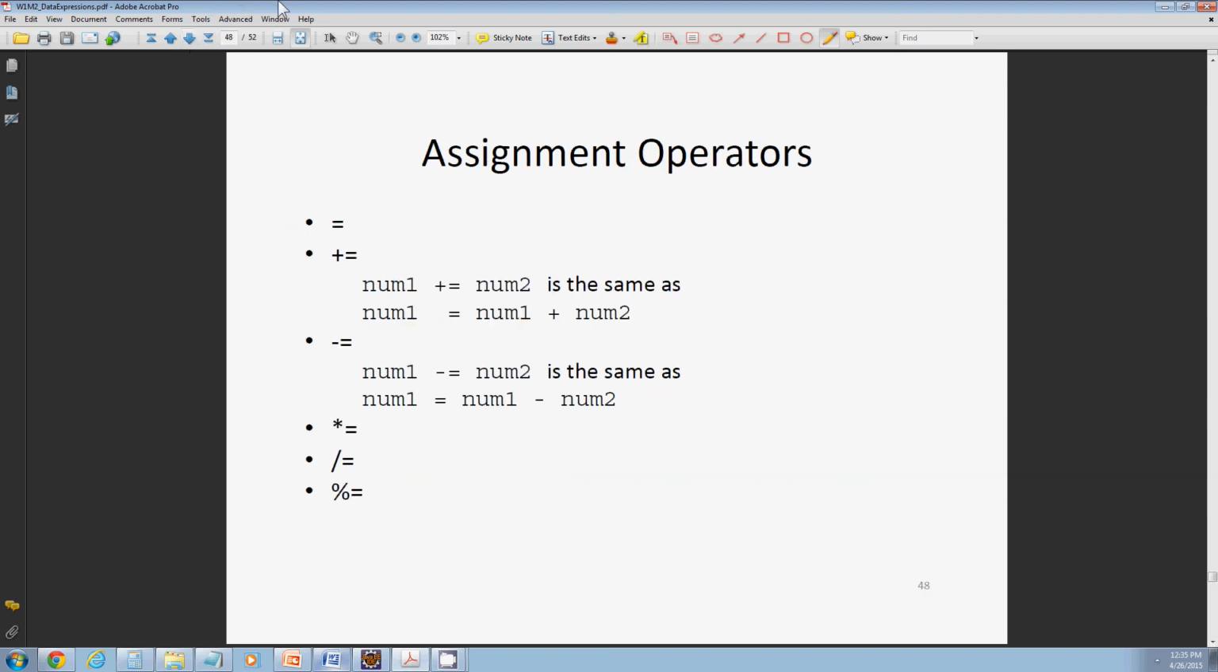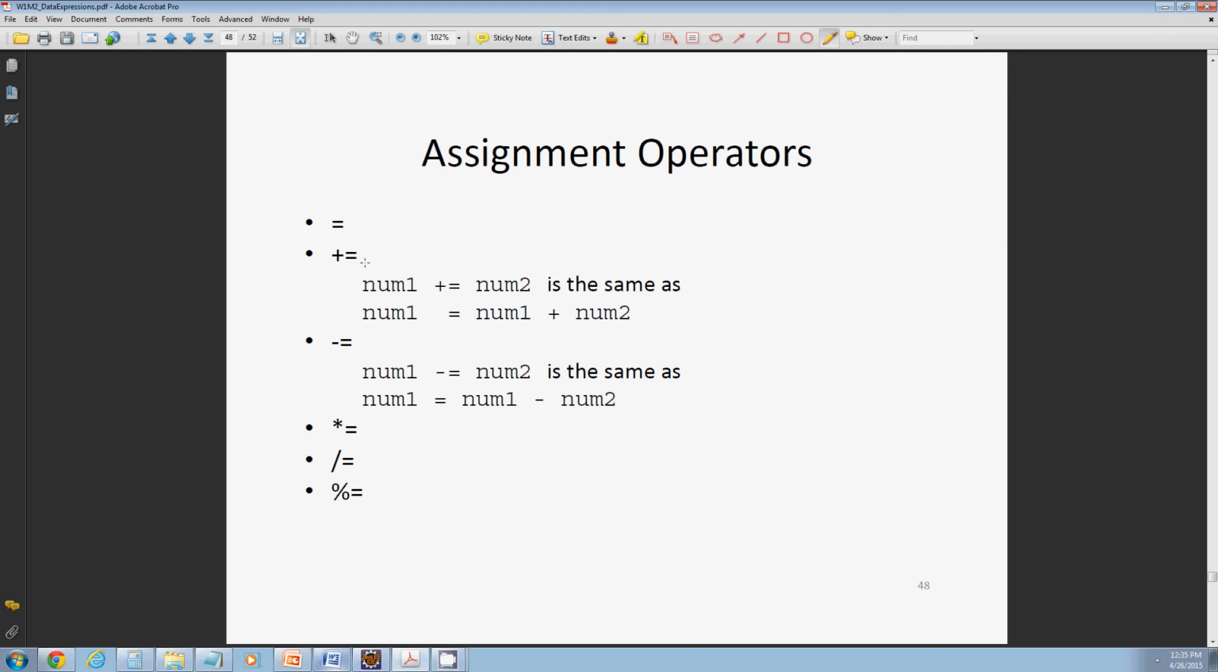Now, in addition to the equals assignment operator, there are actually other assignment operators that Java gives us that can be very helpful. So there's plus equals, minus equals, and then also times equals, divide by equals, and modulus equals. Although plus equals and minus equals are the two that we see the most commonly used.